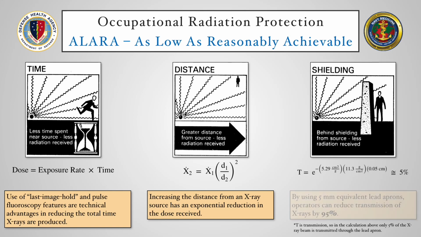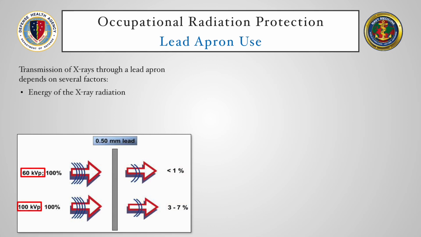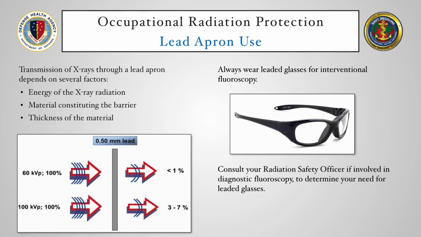And with shielding, by using 5mm equivalent of lead aprons, operators can reduce transmission of X-rays by 95%, meaning only 5% of the X-rays transmit through the lead and reach the body for interaction. Transmission of X-rays through a lead apron depends on several factors: the energy of the X-ray radiation, the material constituting the barrier, and the thickness of the material. Additionally, when performing interventional fluoroscopy, always wear leaded eyeglasses, but consult your radiation safety officer to determine if lead glasses should be worn during diagnostic fluoroscopy.